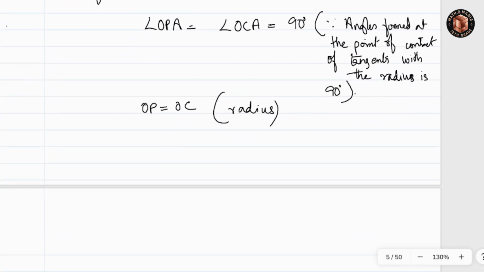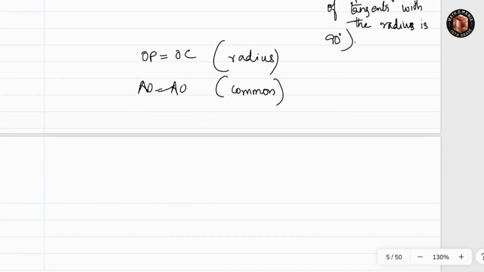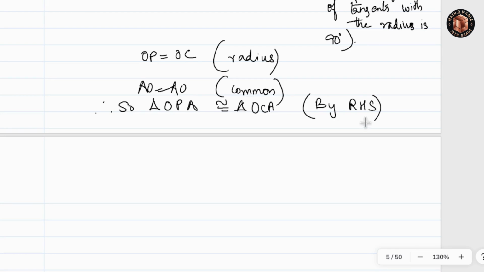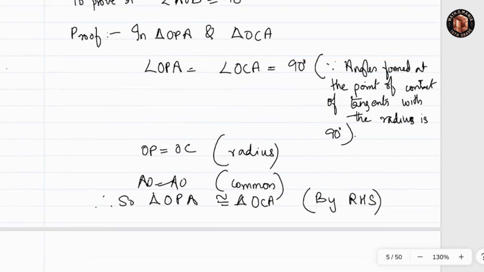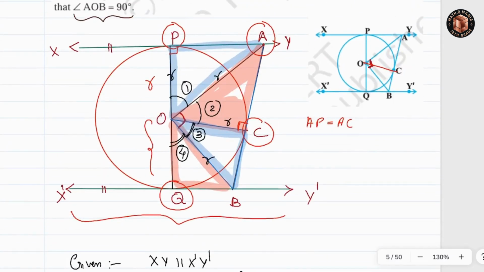Then I can write AO equal to what? AO, which is common, right? Common to both. So I can write it is common. Then therefore we can write what? So triangle OPA is congruent to triangle OCA by which congruency criteria? By RHS.